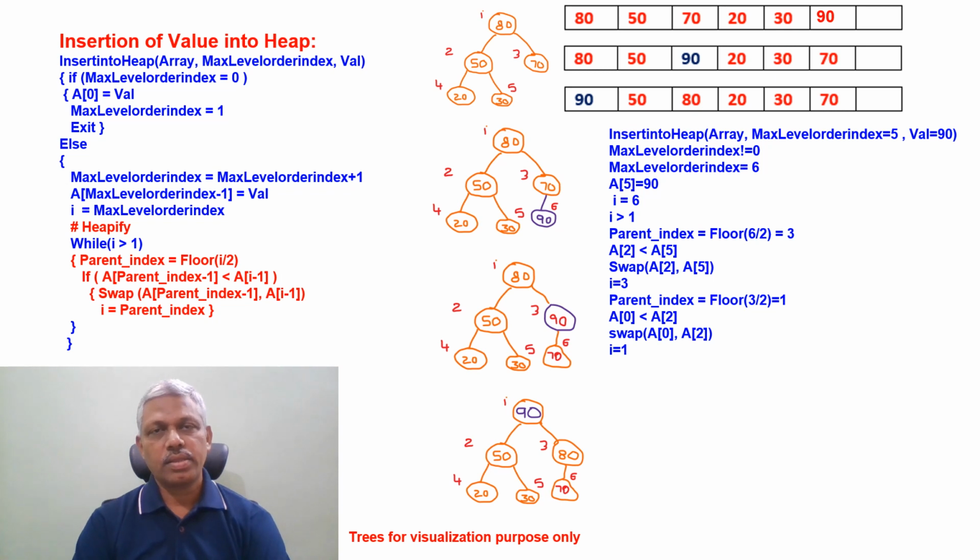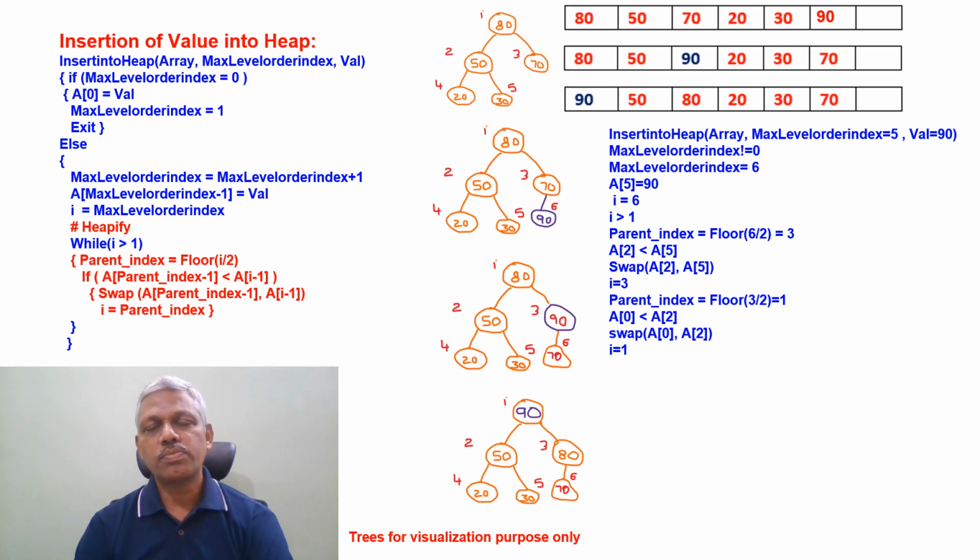Given an array, the input is the array to be inserted, the level or maximum level order index, that is, the maximum number that is present in case of level order index, and the value to be inserted. Here the purpose of max level order index is, it being a complete binary tree, the array size may be larger, but all the elements may not be filled. So what is the current location to which the array is filled is identified with the max level order index.